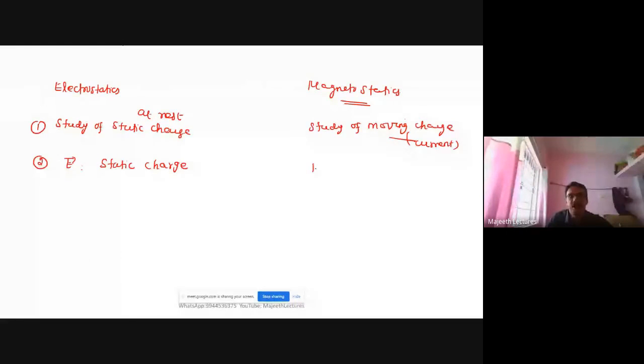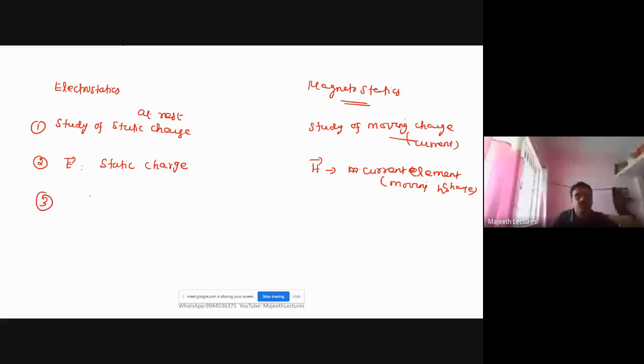Magnetostatics deals with the magnetic field. The source of the magnetic field is the current element. Very, very important, it is the current element, or you can say a moving charge creates a magnetic field. Static charge creates an electric field. So that is a very, very important point.